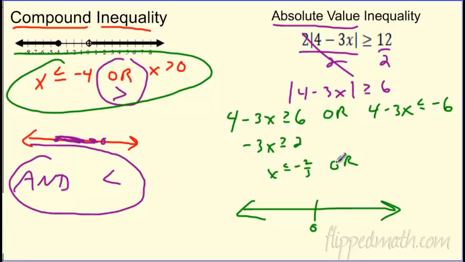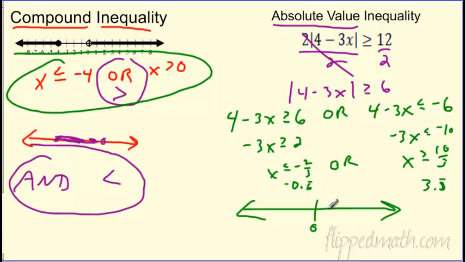Or what's happening over here? Subtract your 4, so you get -3x is less than or equal to -10. What happens here when I divide by that -3? It flips the inequality, so make sure you flip that inequality. 10/3. So 10/3 is roughly, well, it's not roughly, it is 3.333 repeating, and 2/3 is -0.666 repeating.